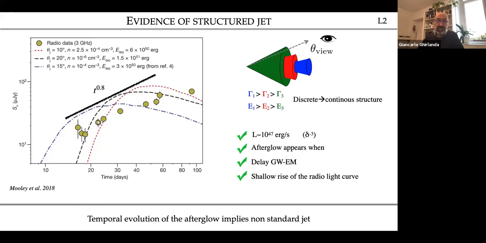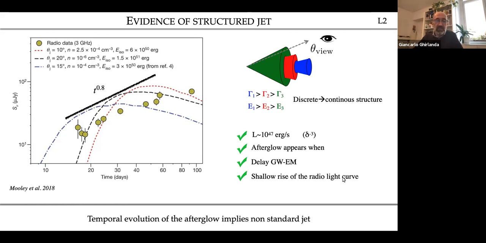We can explain the appearance of the first afterglow, okay, when the gamma, let's say in this schematic view, the gamma of the green part decelerates enough as to be visible from the viewing angle I have. And we can explain the delay of the gravitational to the electromagnetic emission itself. We can most likely explain the shallow rise of the radio light curve. So the temporal evolution of the afterglow is, in my opinion, the most compelling evidence that we are not dealing with a standard jet seen off axis, but rather with a structured jet.